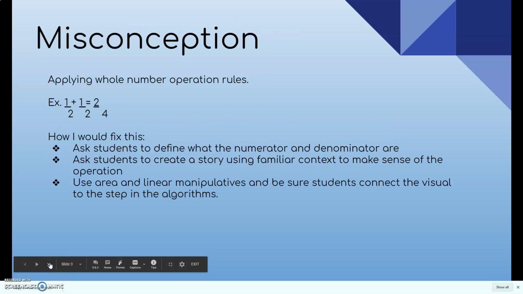One misconception that I remember having a problem with, and I know a lot of students may have a problem with in the beginning with fractions, is applying whole numbers operation rules. How I would fix this, I would ask my students to define what the numerator and denominator are. I would ask them how this works with addition.